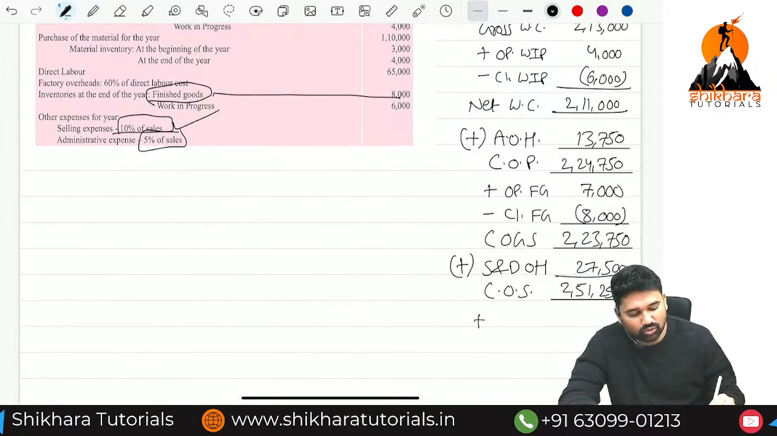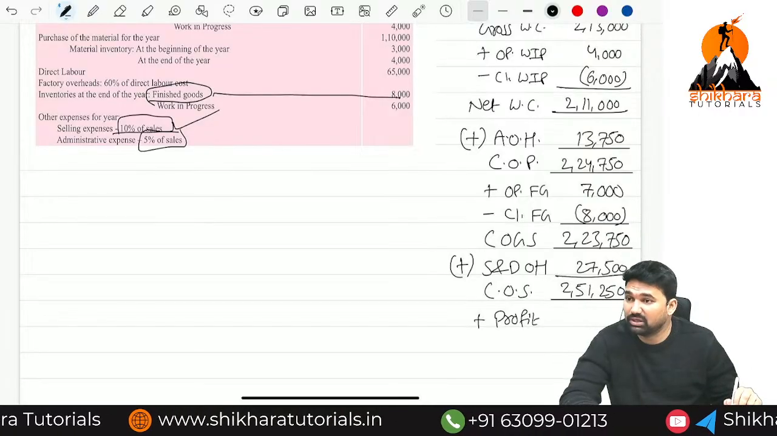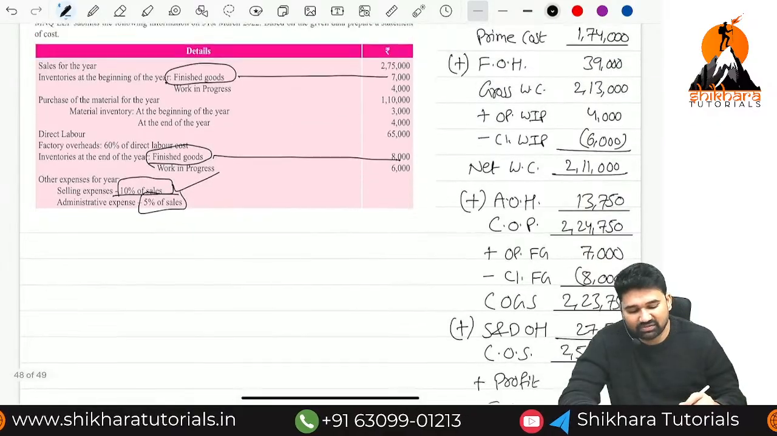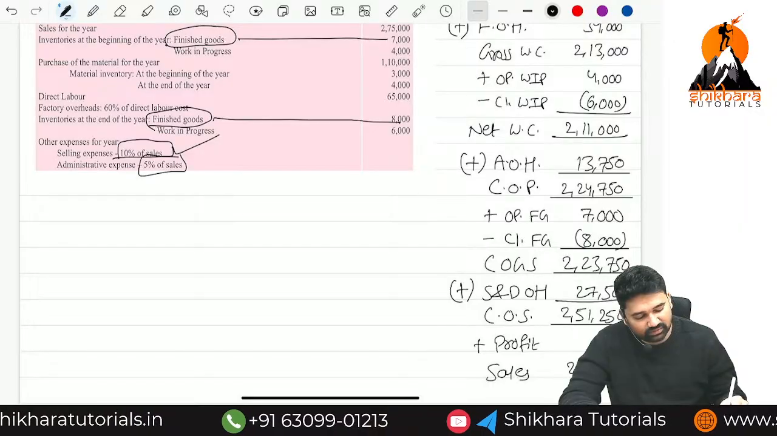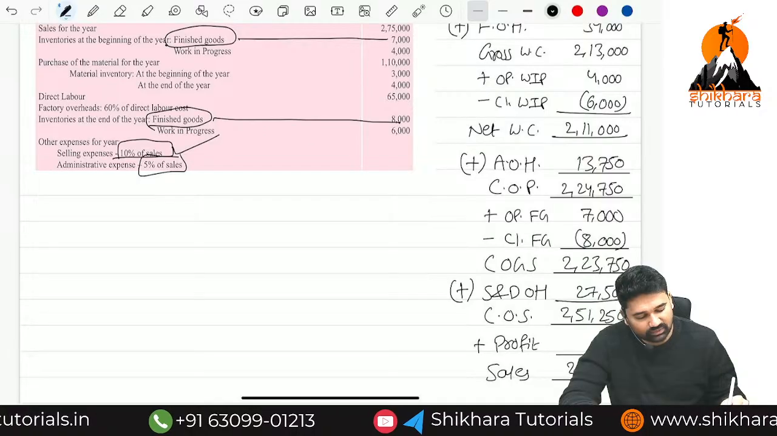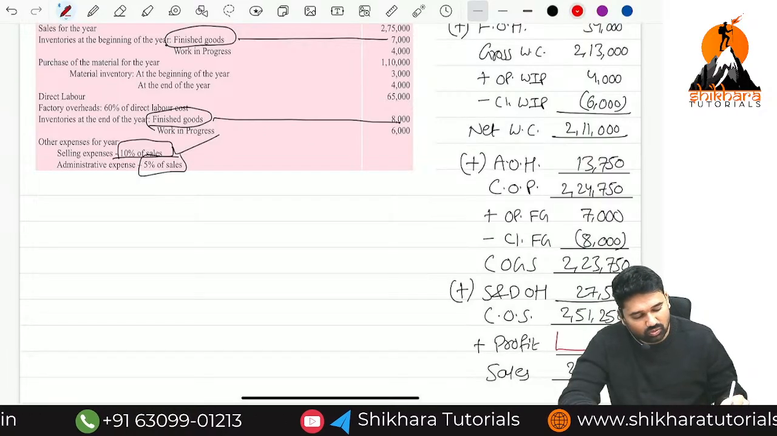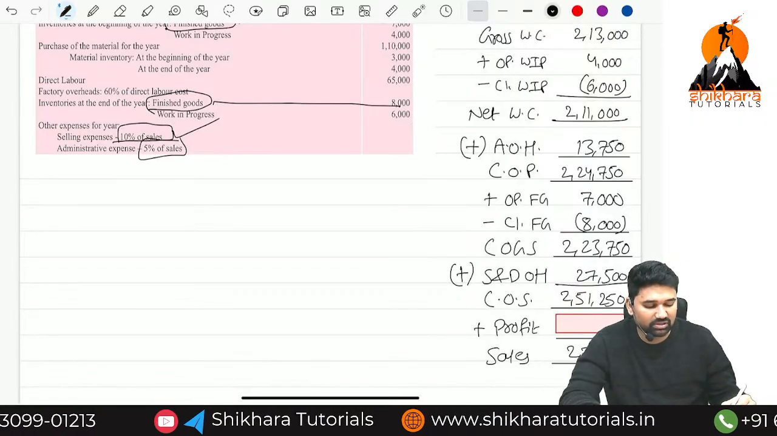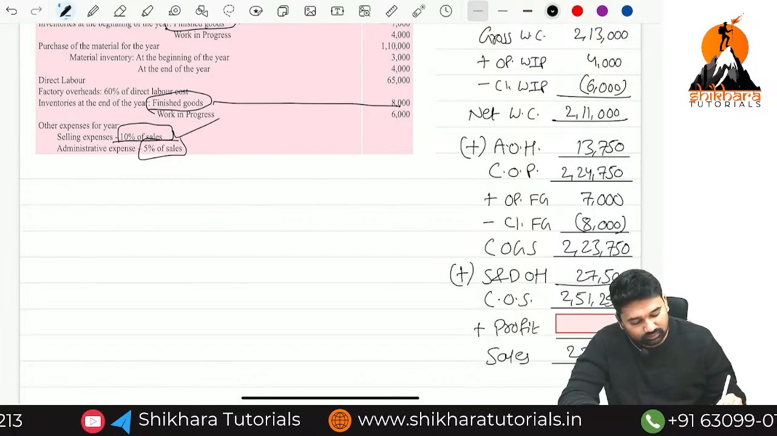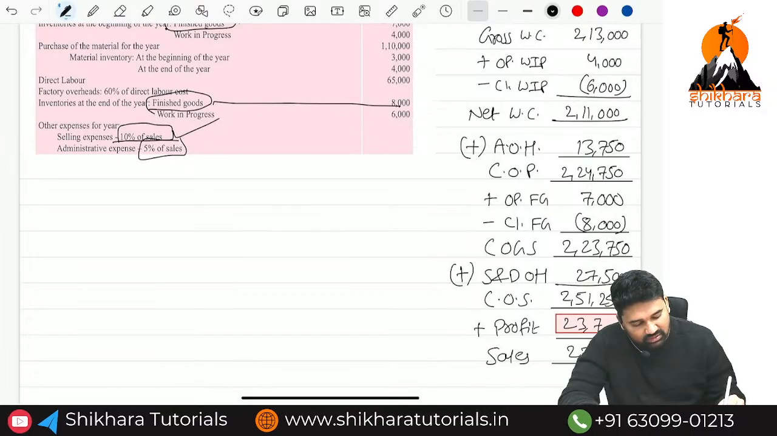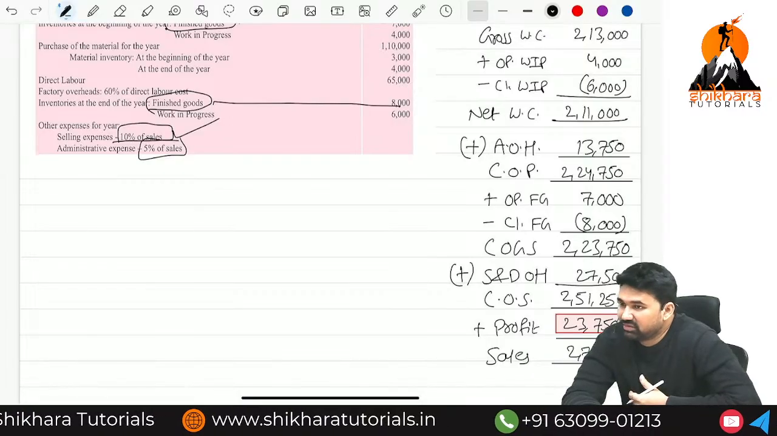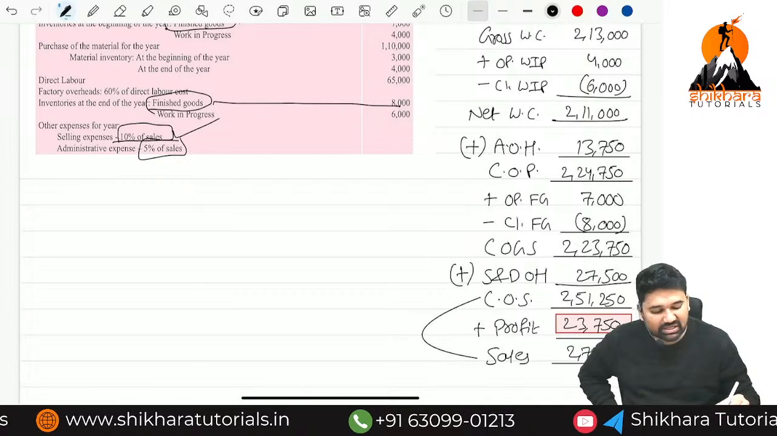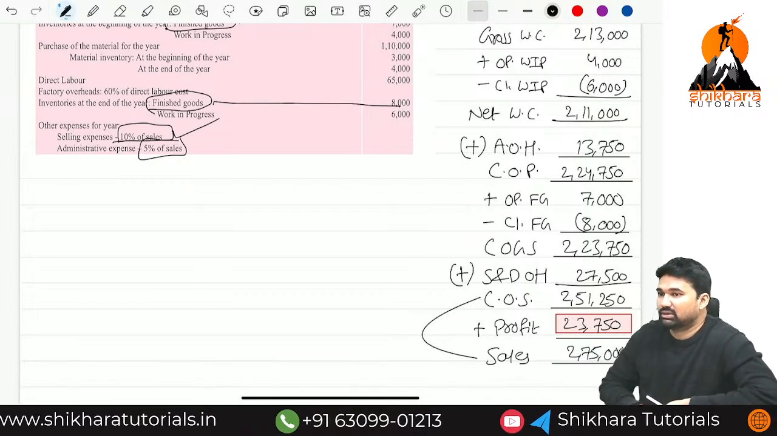And to cost of sales, what we need to do? We have to add profit. After addition of profit, the result will be sales. In the problem, sales are furnished as 2,75,000. We know these two figures. It means the profit will be the missing figure. So what must be the missing figure? That is simply the difference between 2,51,250 and 2,75,000. How much? 23,750. The answer is the same for everyone. The difference between cost of sales and sales is simply called the profit to the company with respect to this product.